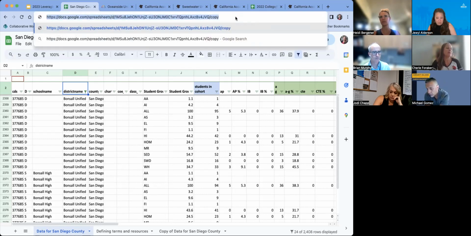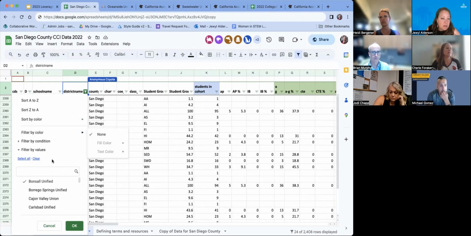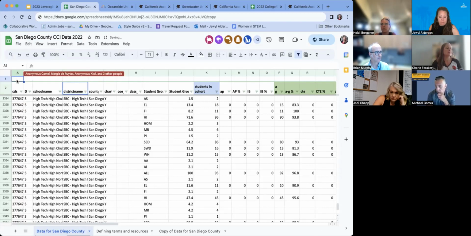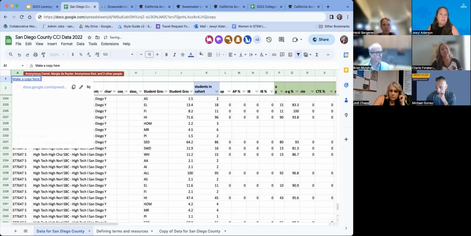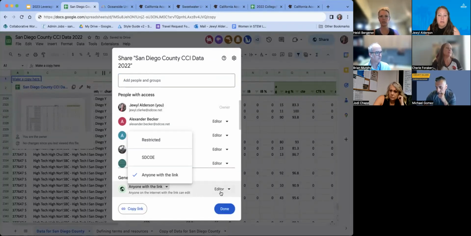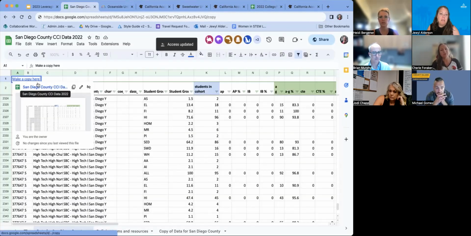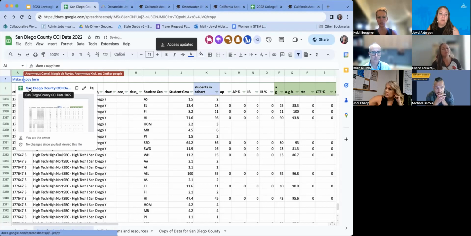If you don't know, this is a fun trick. I'm going to go ahead and clear this filter, actually. Clear, select all. So then all the data is here. And then I'm going to make a copy here. If you click that, and I'm going to change that share back to viewers. If you click that, make a copy, it should make a copy for you.